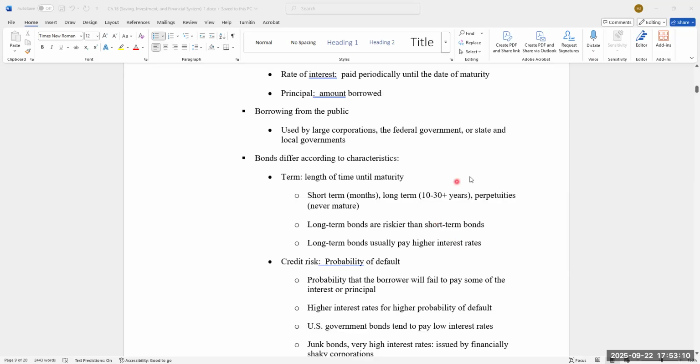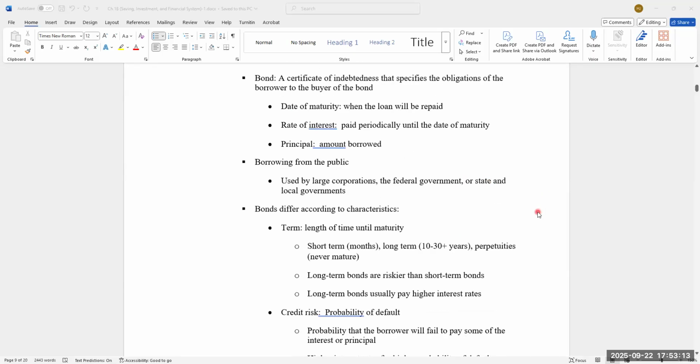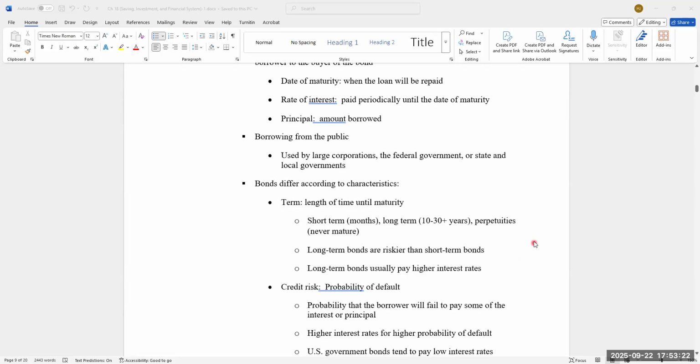And these bonds differ according to characteristics. Some are very short term, months. Some are long term, 10, 30 years. Some never mature. They're perpetual. Okay. Long term bonds are riskier than short term. If I borrow money for 30 years compared to 30 days, there's more chance of me dying or my business failing. It's more risky. So long-term bonds usually pay higher interest rates. Okay.